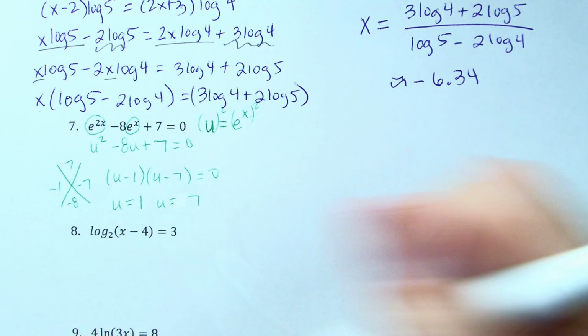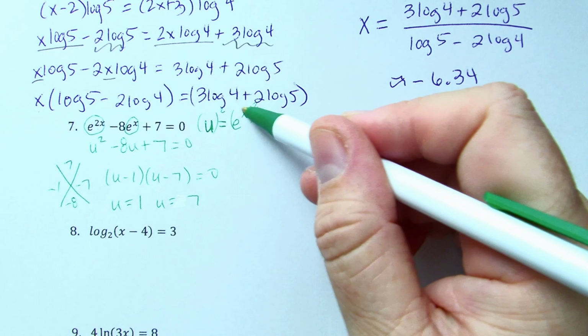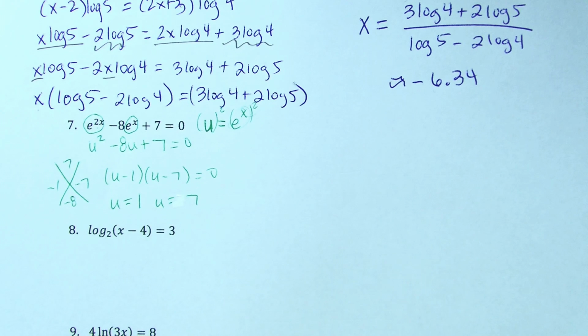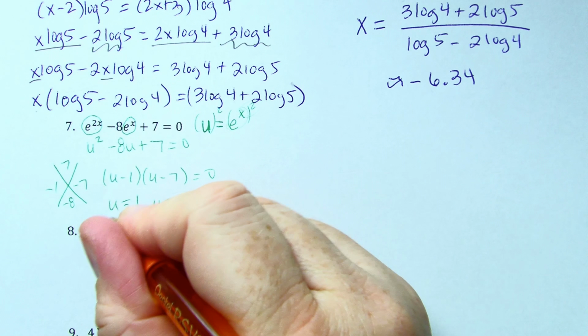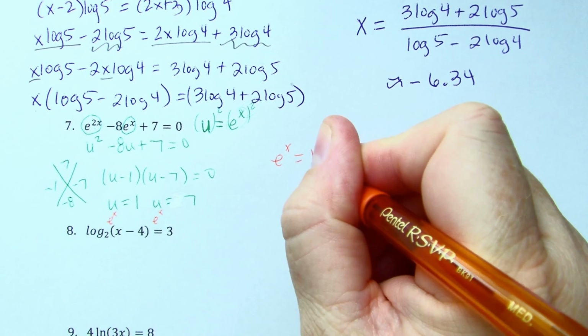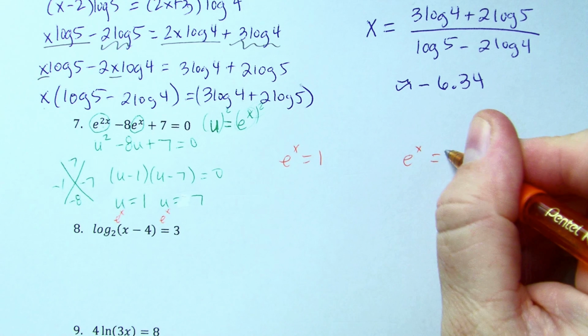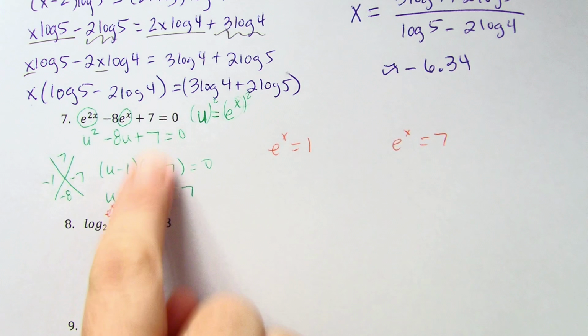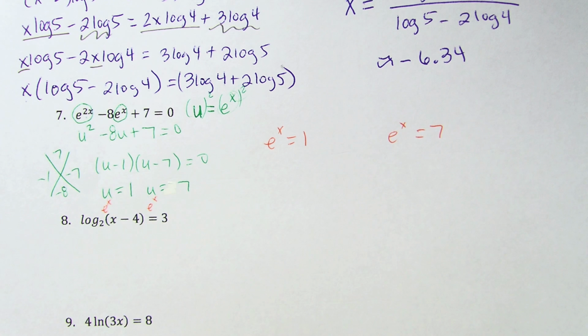But remember, I don't actually care about u, I care about e to the x. So what these really are is u being replaced with e to the x. I have e to the x equals 1, and I have e to the x equals 7. So using that little u substitution helps us realize this is just factoring. You can do it without the u substitution if you want.